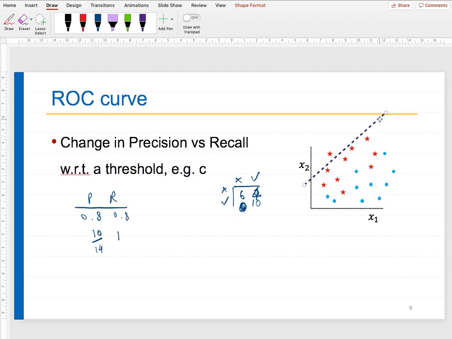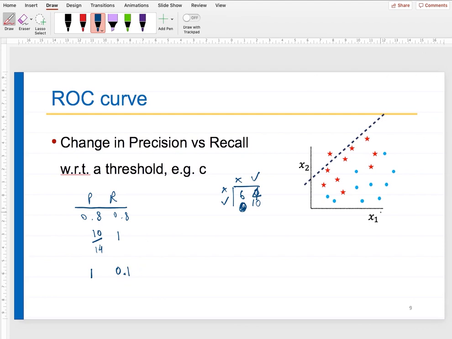What is the precision here? Precision is 1. And what is the recall? Recall is 1 out of 10, 0.1. Right? Correct? Okay.